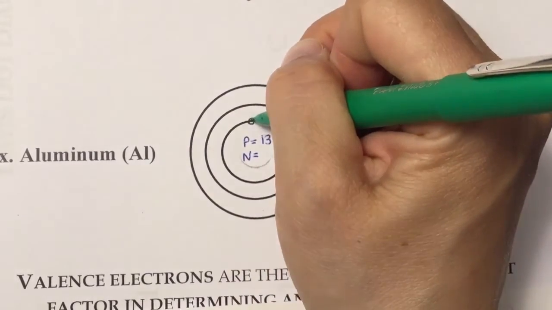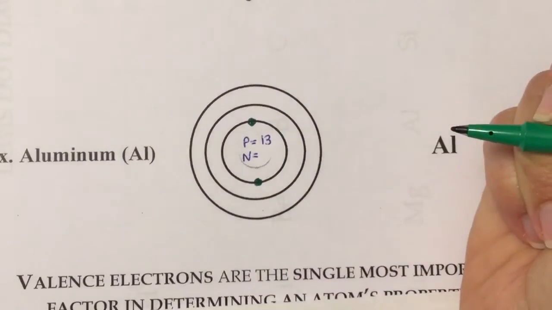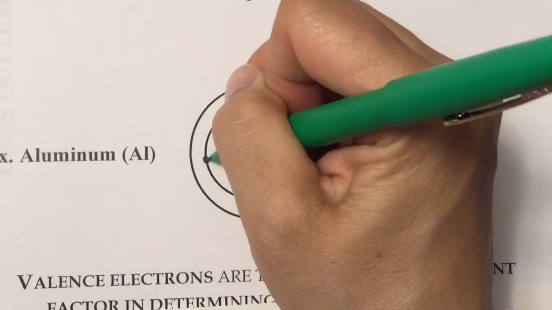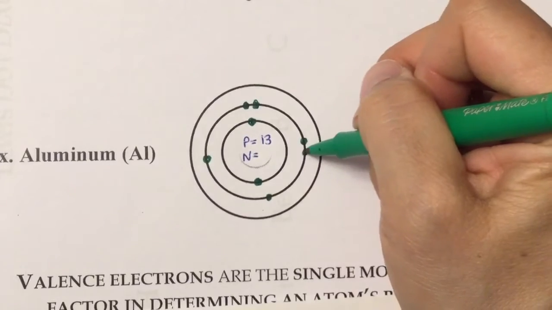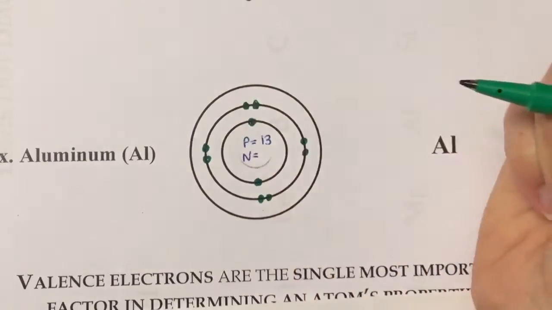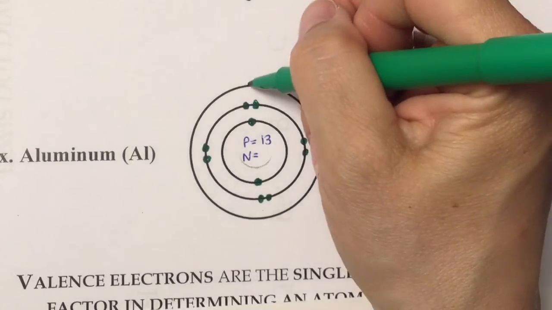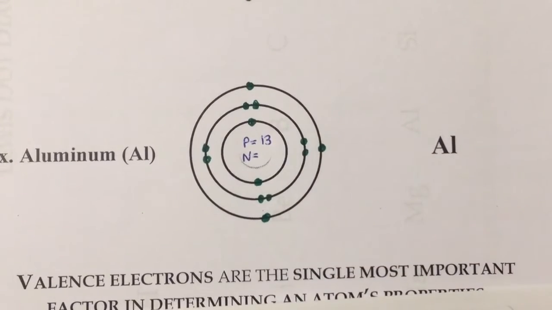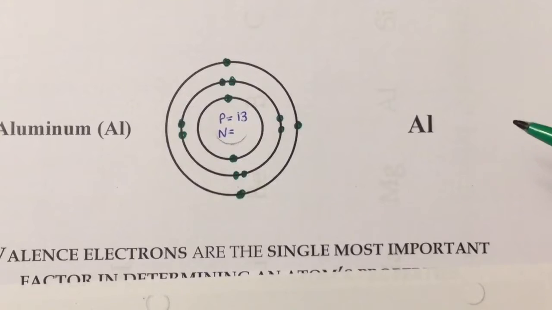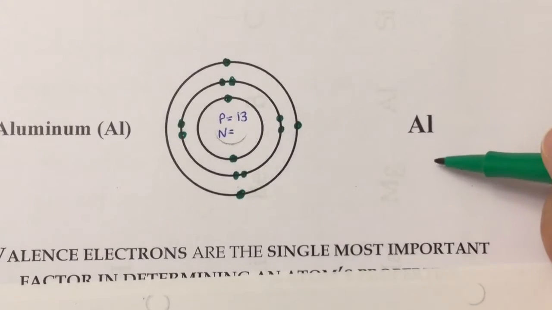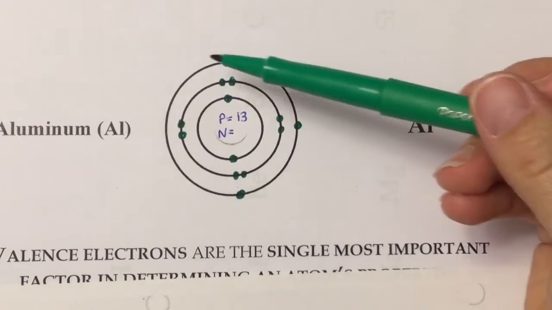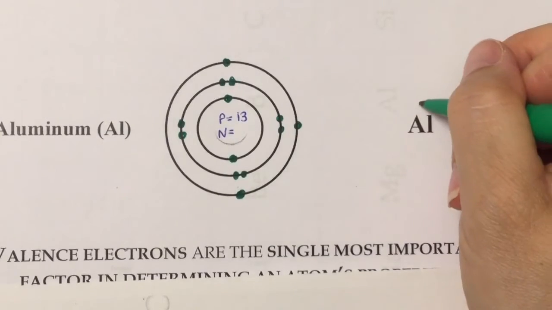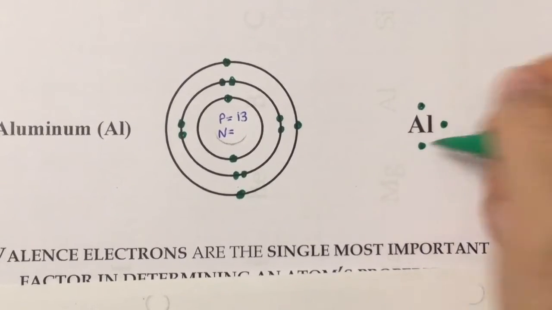So I start 1, 2, first shell is full. Next one, 3, 4, 5, 6, 7, 8, 9, 10. So I still have 3 more, 11, 12, 13. Now I've filled in all of the electrons in their proper shells. Now to draw the Lewis dot diagram, I just want to look at this outer ring, and how many are there? Well, there's just 3. 1, 2, 3.